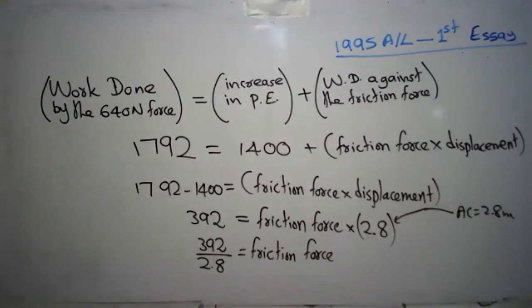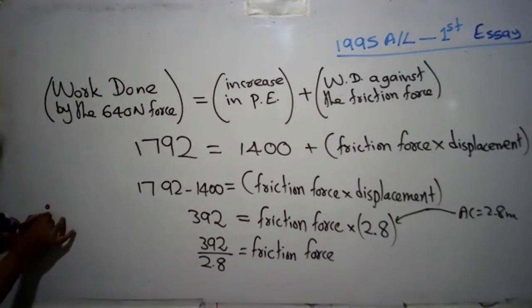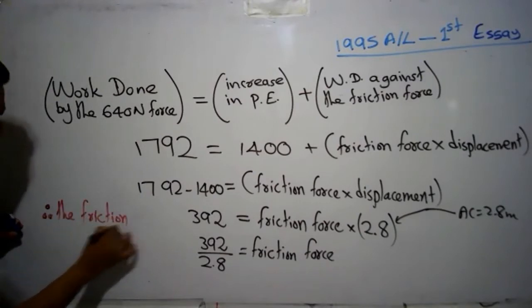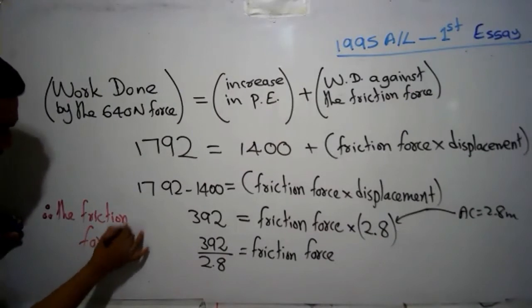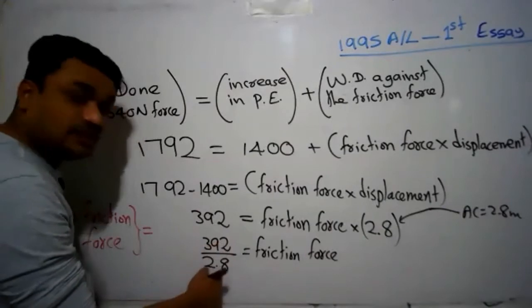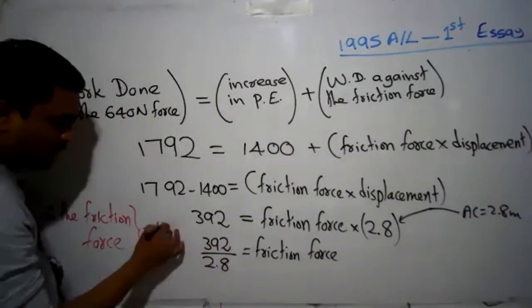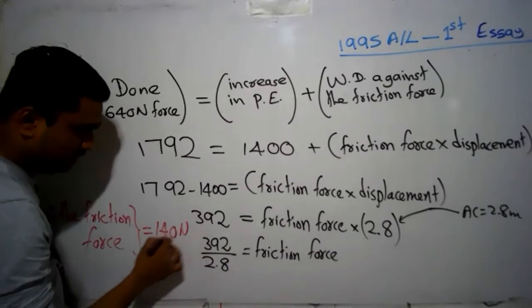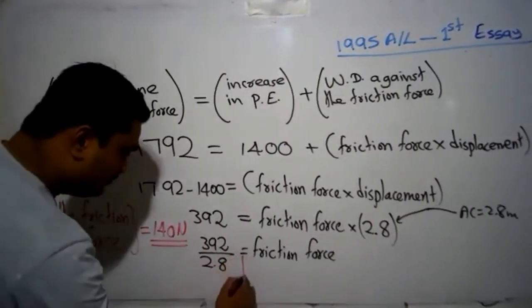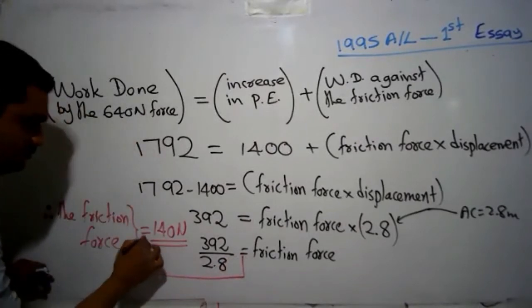So if you divide 392 by 2.8, you will get 140 Newton. So finally, we have found that the friction force equals 392 Newton divided by 2.8, which means 140 Newton. So this is the answer. Complete it.